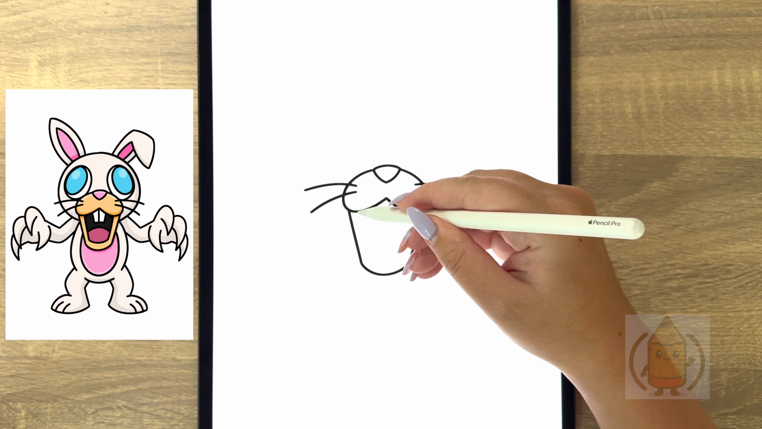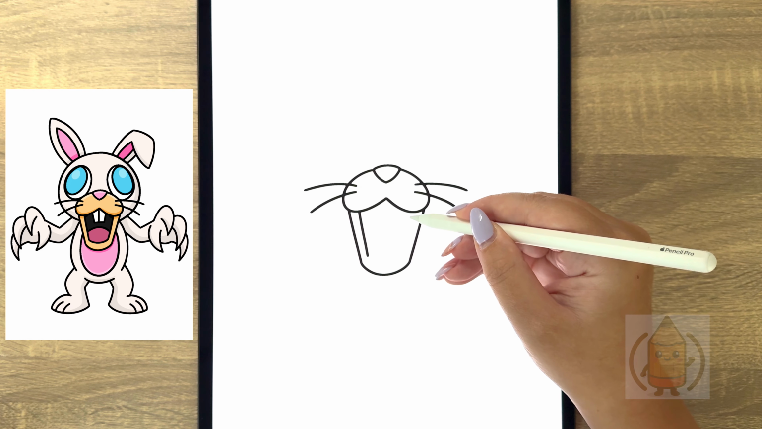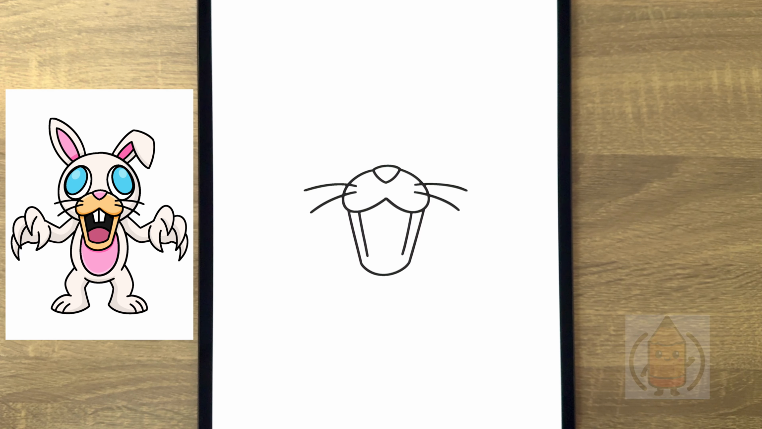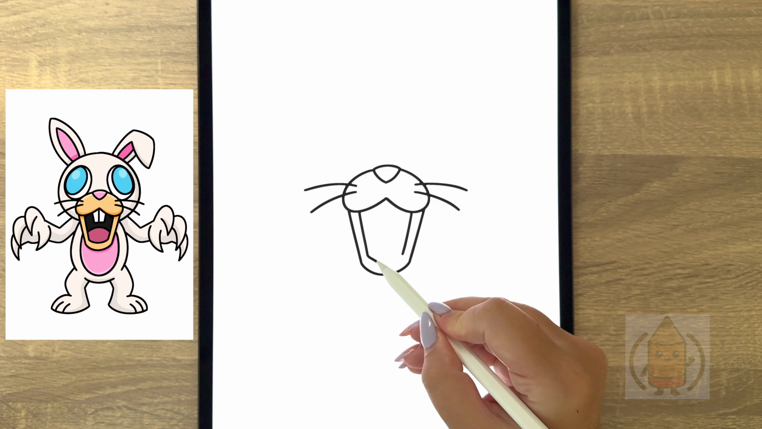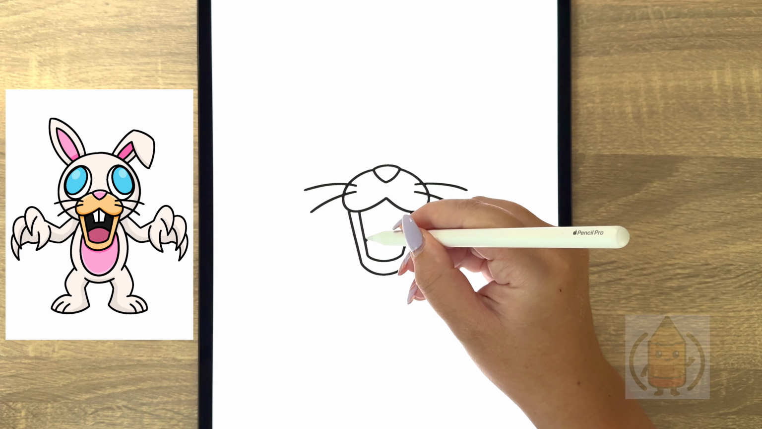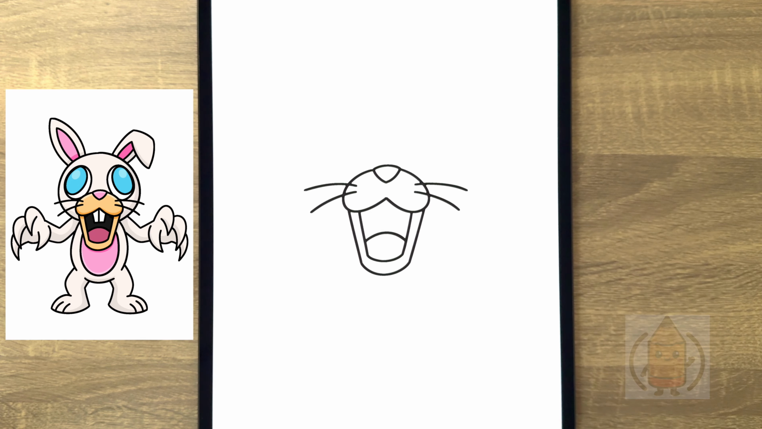Now from here on both sides, again, drawing a diagonal line coming in, ending that at the same height again. And then one more time, we're just going to close that off with another curved line. Let's arch this up and over for the tongue.